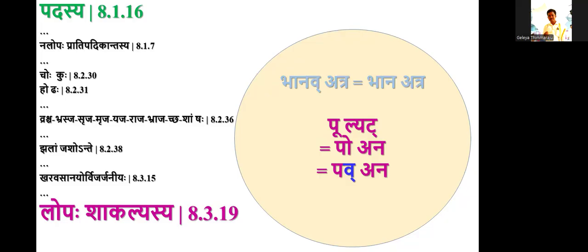But if we take the example of Pu plus Lyut, Lyut is a Taddhita Pratyaya. It causes Gunadesha, the Anga, Pu, so it becomes Po. Po plus Ana, Vokarasya Avadesha, Pau, Ana. But this Vakara is not at the end of a Pada. This Pau is not a Padam. So, Lopa Shakalyasya is not applicable since it is in the Adhikara Padasya. So, we have Pavana. Compulsorily, we have to retain that Vakara. We cannot delete Vakara since it is not a Pada.